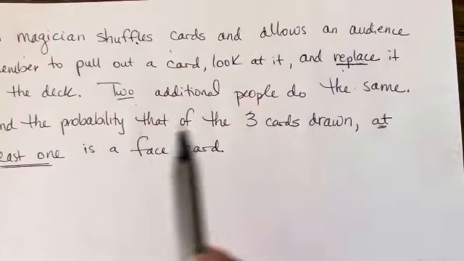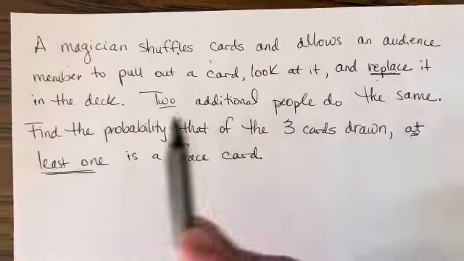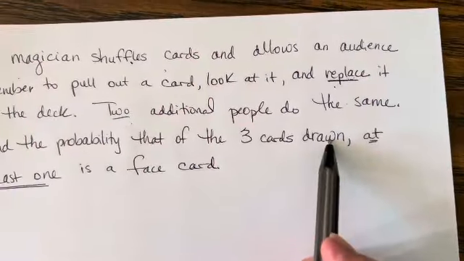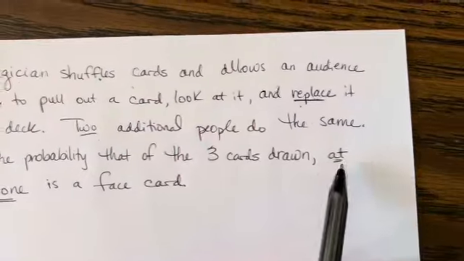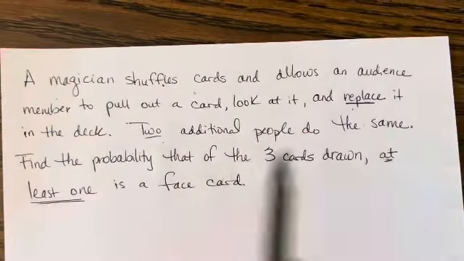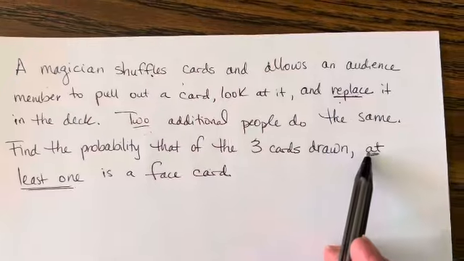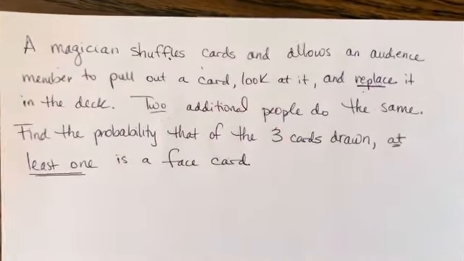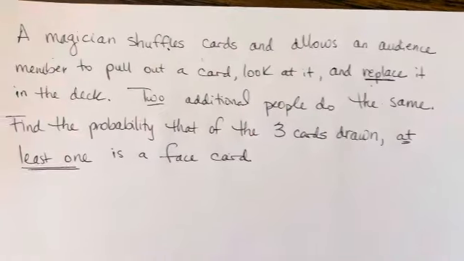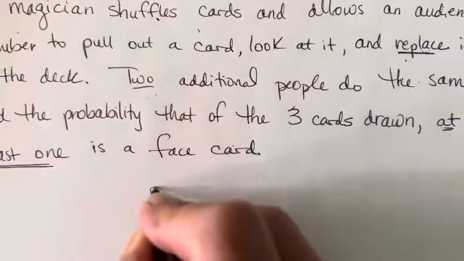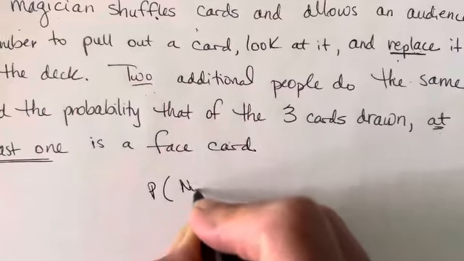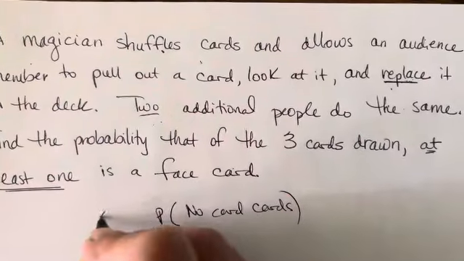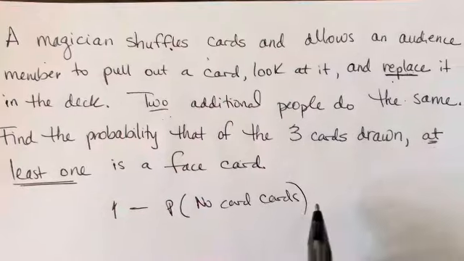Now I also, I can't even talk, underline this. It says find the probability that of the 3 cards drawn, because they have 1 person and then 2 more people coming up, at least 1 is a face card. Now anytime, I don't care what the problem is, whenever it says at least 1, I think it's easier to find the probability of getting none. So I would want the probability of no face cards, okay? And then subtracting that from 1.